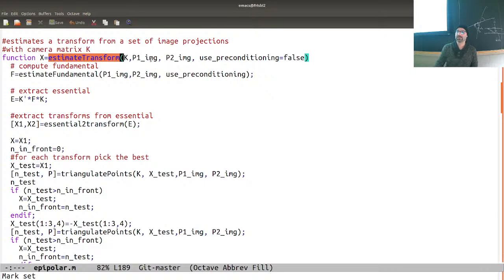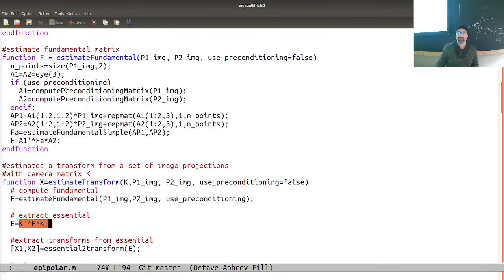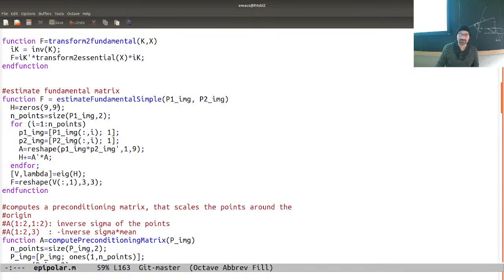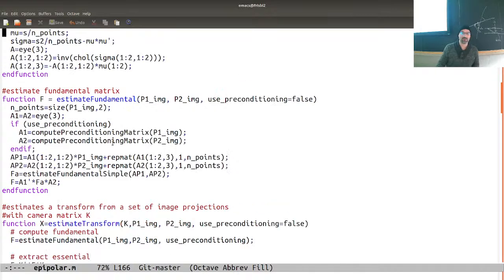We have a set of points in the one image, we have a set of points in the second image, and we have a camera matrix K, and what we want to do is to calculate the transform between the two, assuming that we have, in this case, no noise. What we're going to do is estimate the essential matrix, estimate the fundamental matrix, and from it extract the essential, which is basically equivalent in our case. We have this E matrix, and estimate fundamental simple uses exactly the 8-point algorithm.